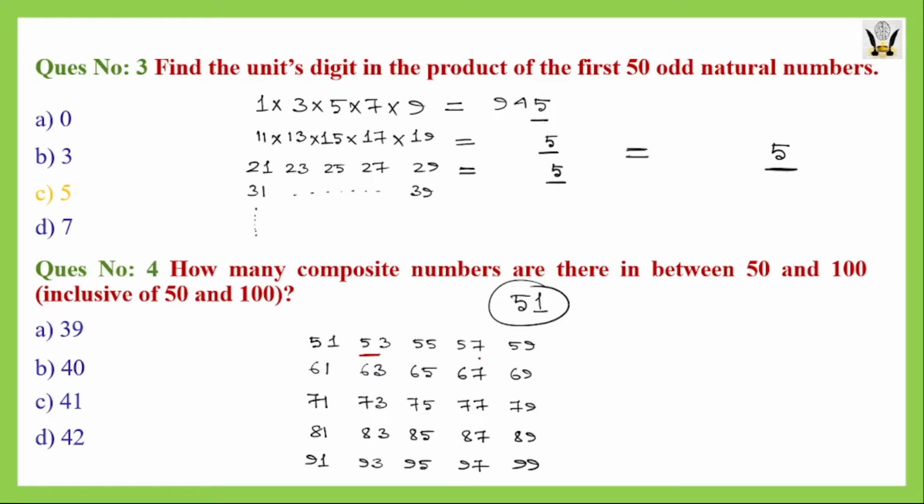55 is again a composite number, and 59 is a prime number. Similarly, if we go by the same process, in total we have 10 prime numbers. So the total numbers within that range is 51 and the total prime numbers is 10. That means the total composite numbers in that range will be 41.